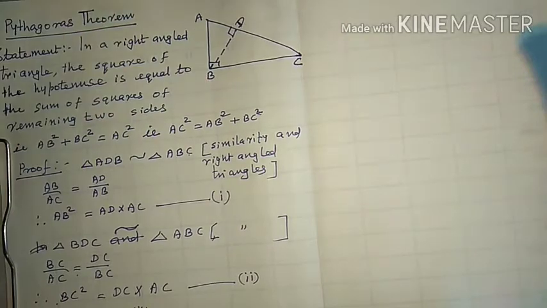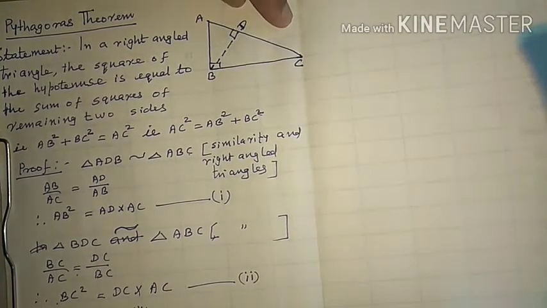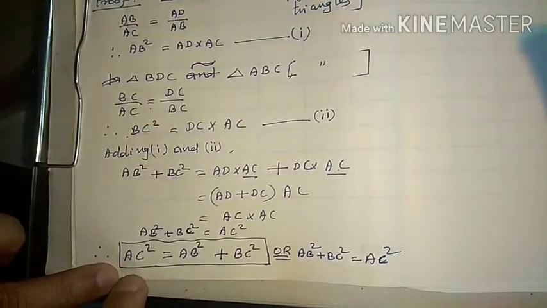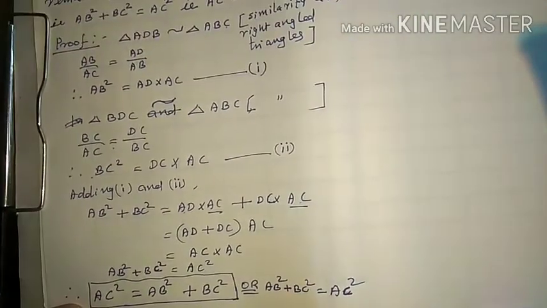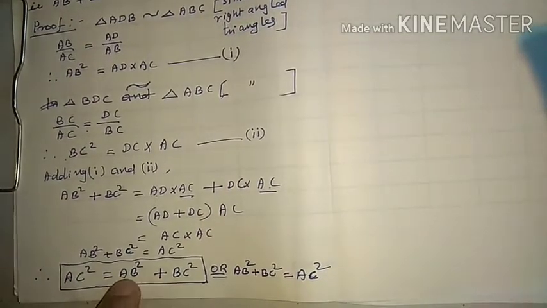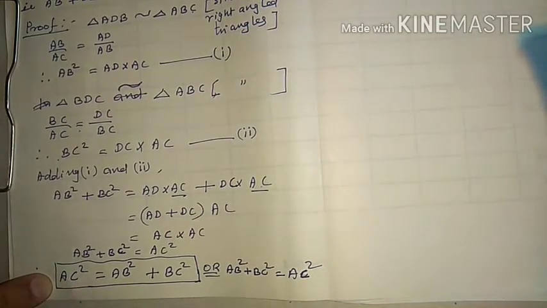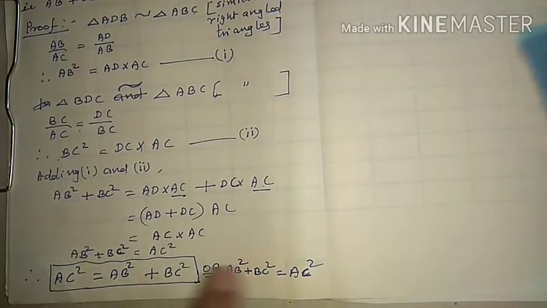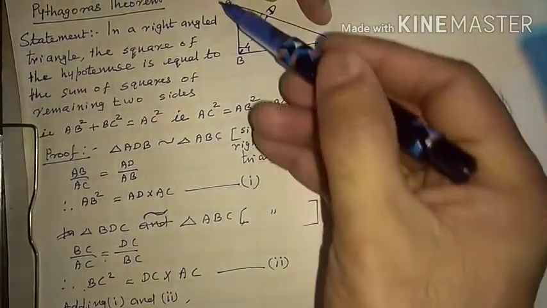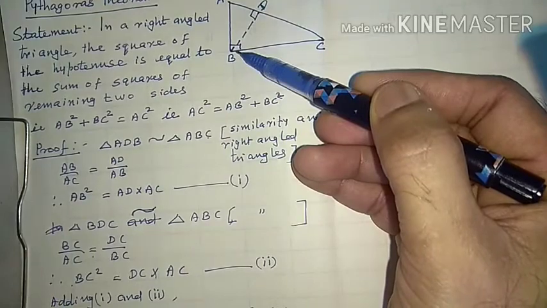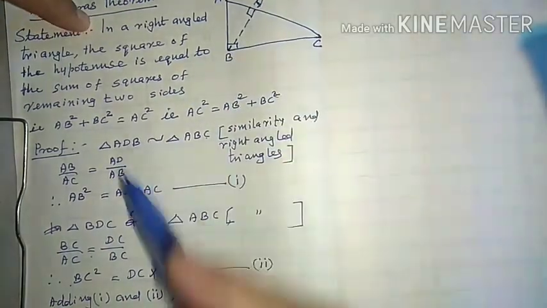What are you saying in the converse of Pythagoras theorem? If in a triangle the square of one side is equal to the sum of squares of the other two sides, this is given. If AC square is equal to the sum of squares of the other two sides, then the angle opposite to the greater side AC is a right angle. That is given in the statement of the theorem. What you have to understand?